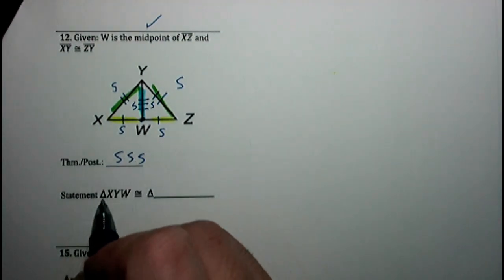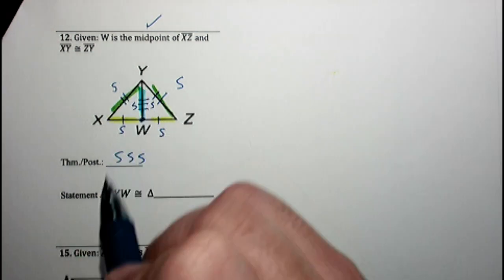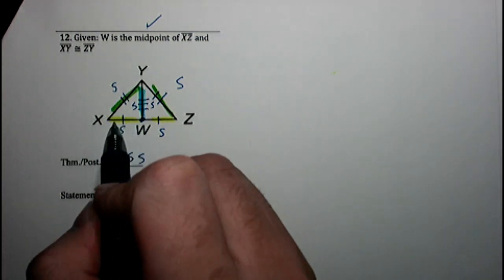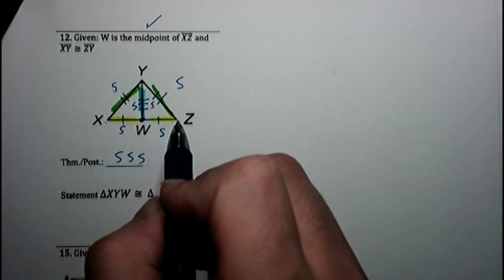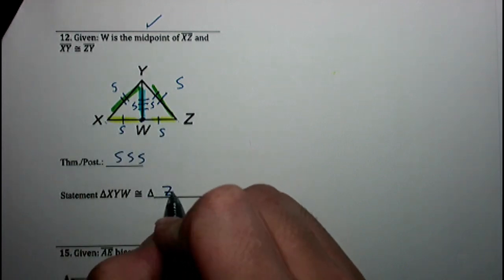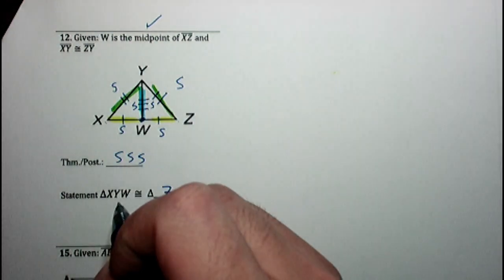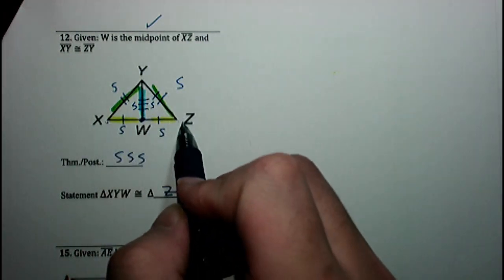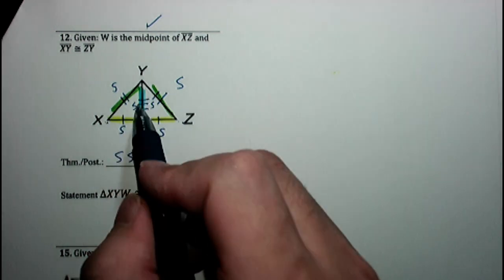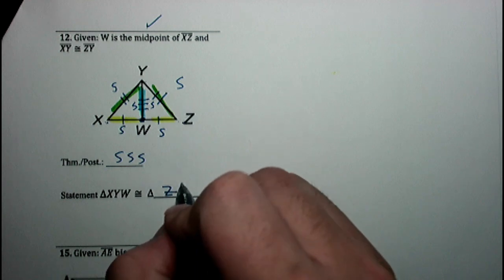And since they are congruent, we can write our statement here. So triangle XYW, here's XYW. We have a yellow, yes. So X corresponds with Z. Y is going to correspond with, so let's see. So X corresponds with Z. So triangle XYW is congruent to triangle ZYW.